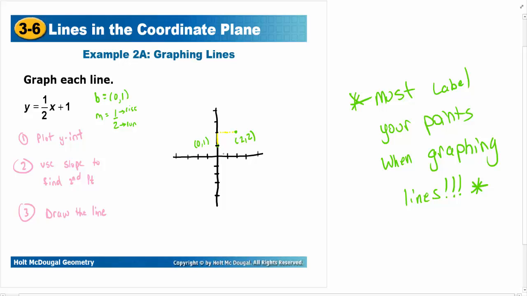Once you do rise over run, look and see where you're at in the xy plane and label that point. And then you can connect your points from there. And there we go. Okay, so that's a graph of your line in slope-intercept form.